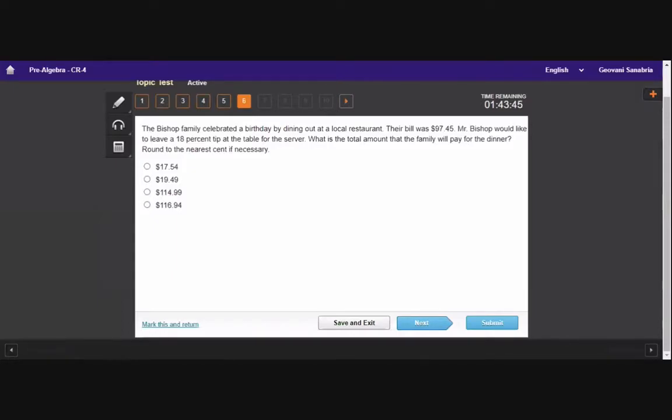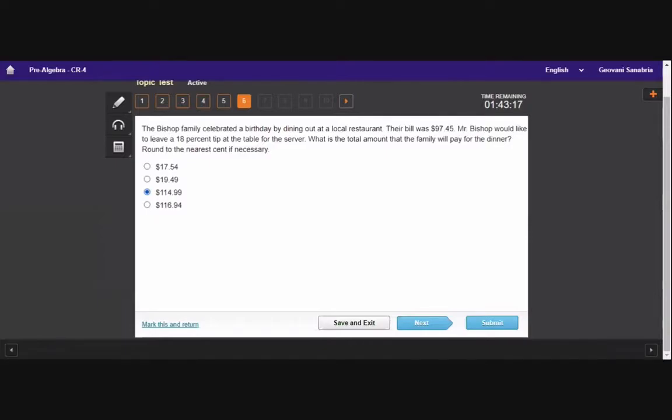So right before, I mean, that's the easy way. Yeah, but I don't know if it's super easy. That's the right way. Yeah, that's it. When you push the percent button, like if you just did 97.45 and then plus 18 and hit the percent button, right there the number changes to 17.54. Shoot, that's the easiest way to do it.